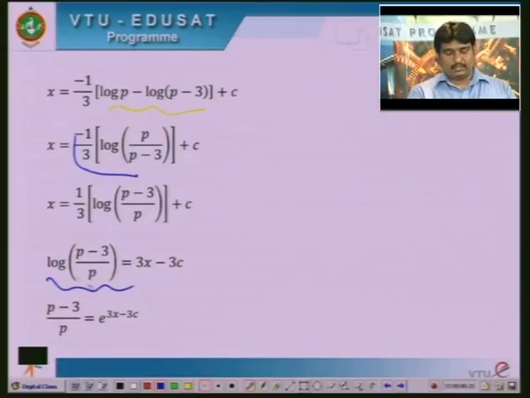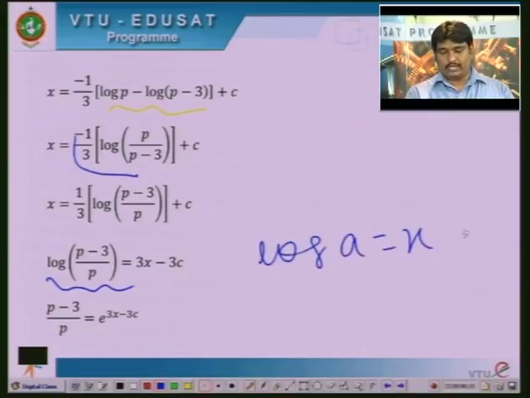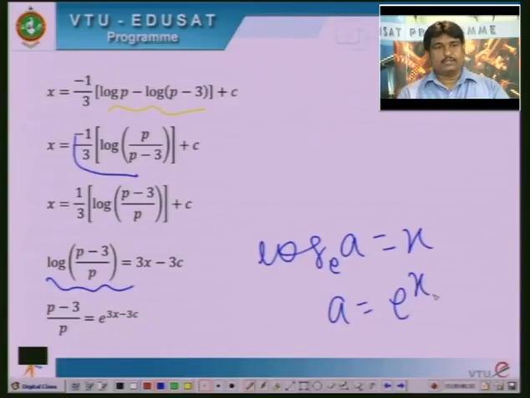And you know that when log a equals to x, by default the base is e here, which means a is e to the power of x. So log of p minus 3 by p is 3x minus 3c, which implies p minus 3 divided by p is e to the power of 3x minus 3c.